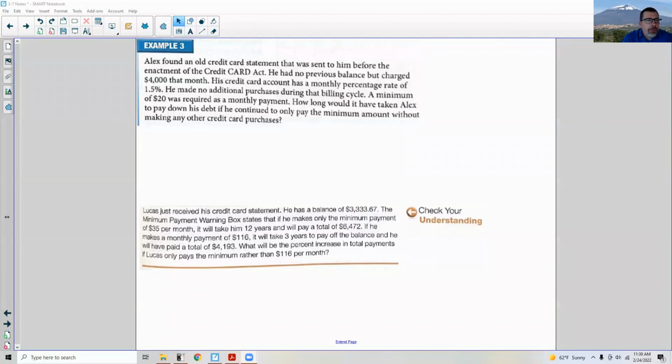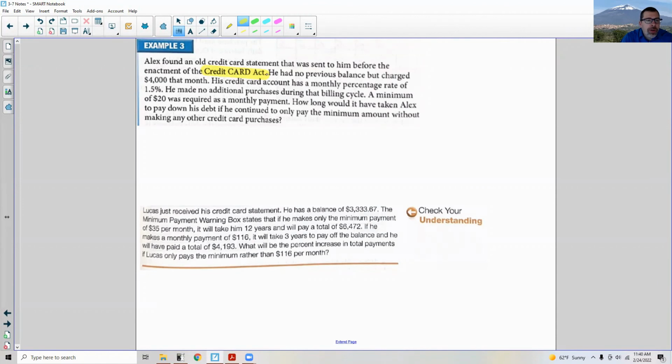All right, example 3. Let me get my highlighter for this one. A lot of words. Alex found an old credit card statement that was sent to him before the enactment of the Credit Card Act. Okay, if you don't know what the Credit Card Act is, you didn't read the chapter. That is the act that the Obama administration declared. And what that means is the minimum payment has to be more than the interest.